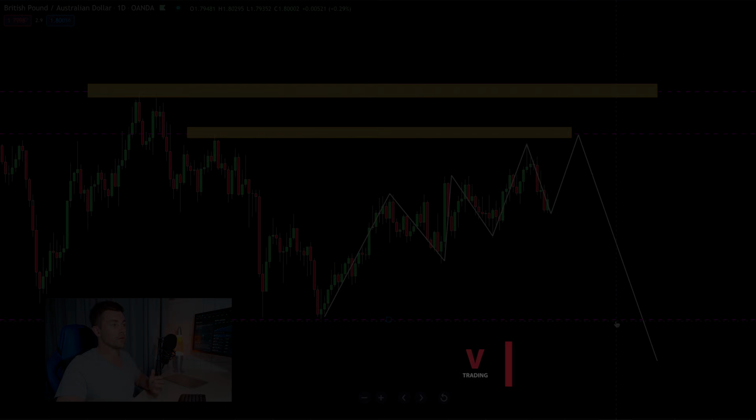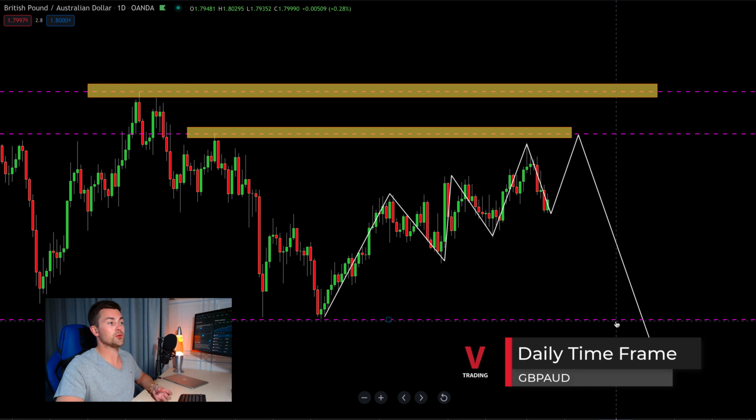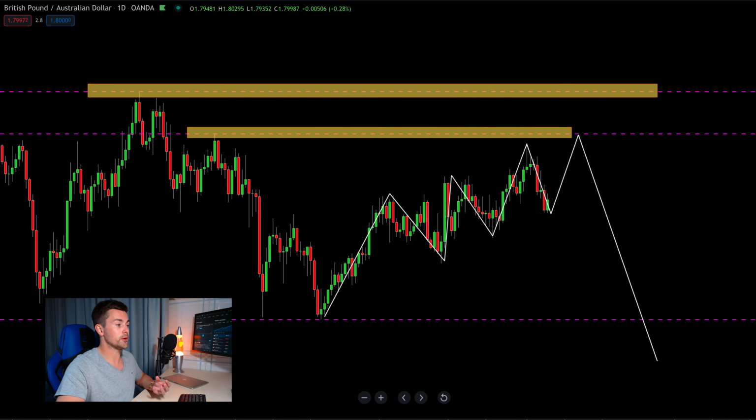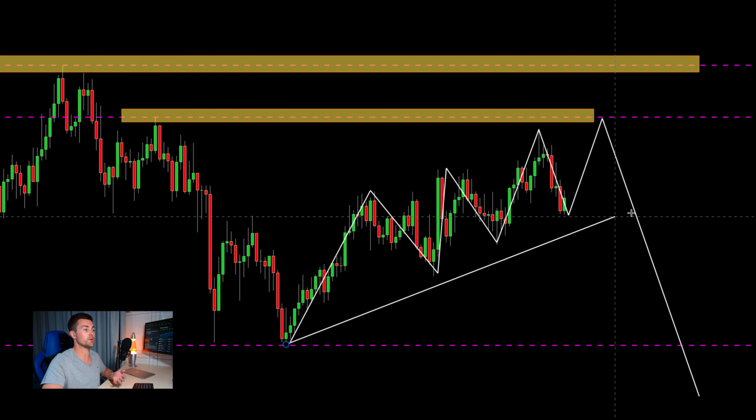Let's continue. Alright, zooming in the chart, we see the recent price action in detail, and if we take into consideration the recent higher highs and higher lows, we can identify two very peculiar trend lines. First of all, let's start with this trend line.